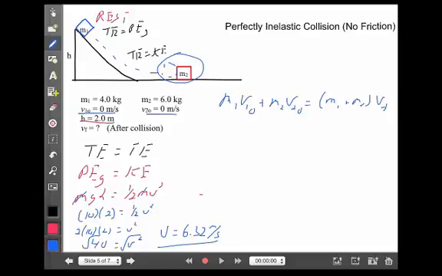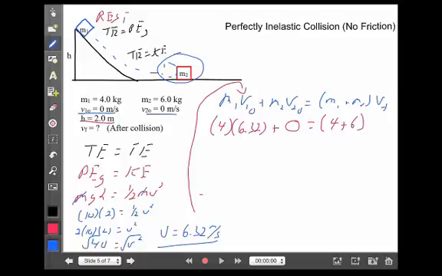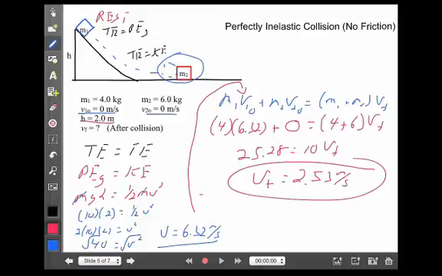Now, that becomes its initial velocity right before the collision, and that's the value we can use. So now the 4 kilogram one is going at 6.32. The second mass was at rest before the collision. They hit and stick. This is 25.28. This is 10. And so together they have a final velocity of 2.53 meters per second. So we can combine energy and a collision together.